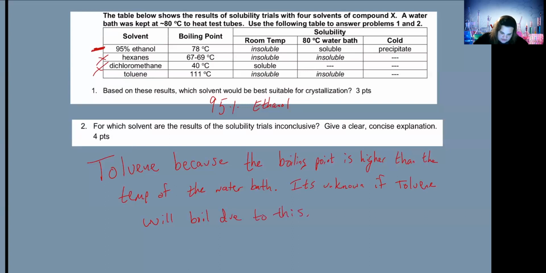Once again, I apologize for my handwriting. I know it's awful. All right, so that's clear. That's concise. That works for me. So we said toluene, right? The water bath is not hot enough. Okay.